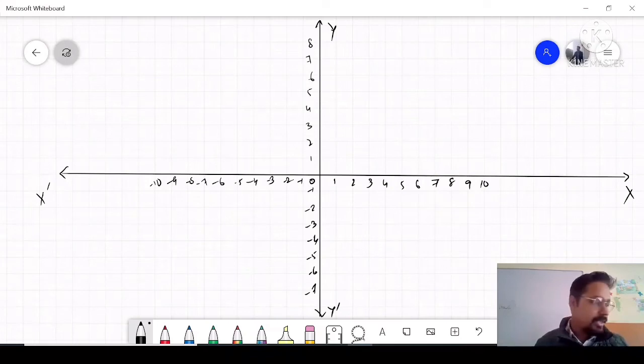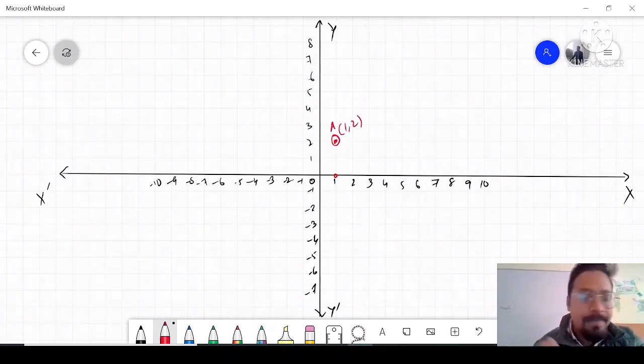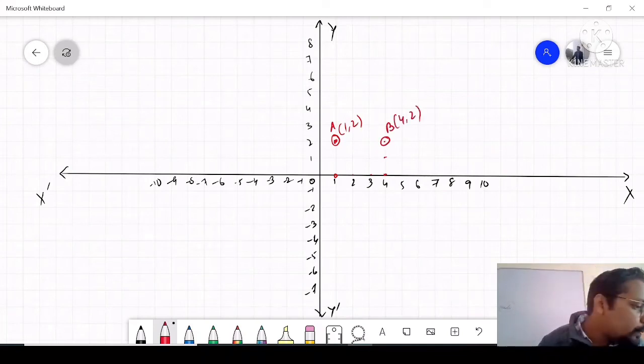Okay, so we have our axis. Let's plot the point A. A is (1, 2). So (1, 2), we have seen how to do it now. So 1 towards the x-axis and then 2 towards the y-axis. So this is our point. It is (1, 2). This is A. Next we have B, (4, 2). So we go 1, 2, 3, 4. 4 is here, and then we move 1, 2 places. So this is B, (4, 2).